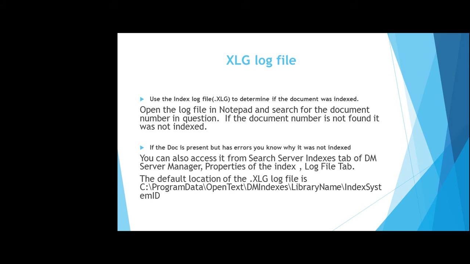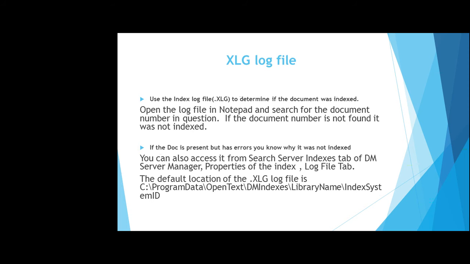The XLG log file. This is your indexer go-to for logging. If you have any questions about what got indexed as far as document number, or why is it failing, the XLG log file is your best friend. It's what you see when you go to DM Server Manager, Search Server Indexes, Properties of the Index. There's a log file tab that is the XLG. You can open it up from the collection, it's there as well, or you can go through Server Manager.